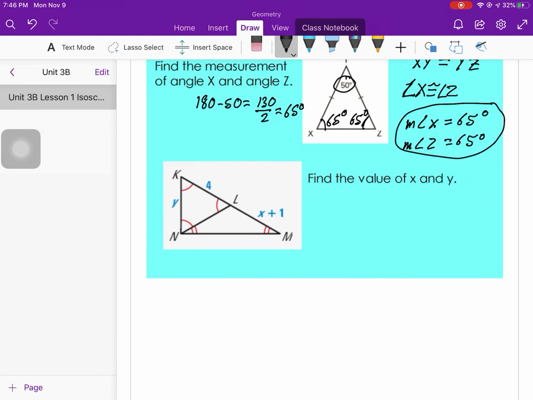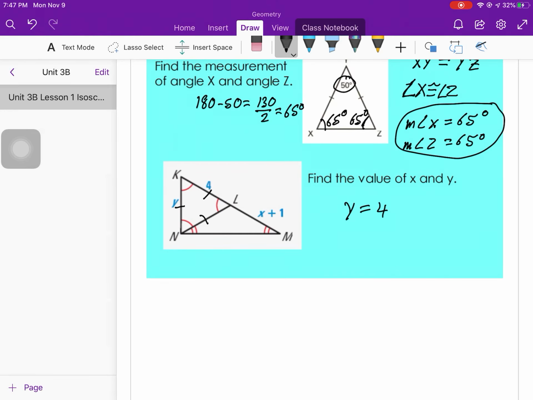Next one, find the value of X and Y. So if we look at the KNL, that is an equiangular triangle, which also means it's equilateral. So it's actually easier to start with Y on this one. These are all the same. So 4 is one side, Y is another side, therefore Y equals 4.